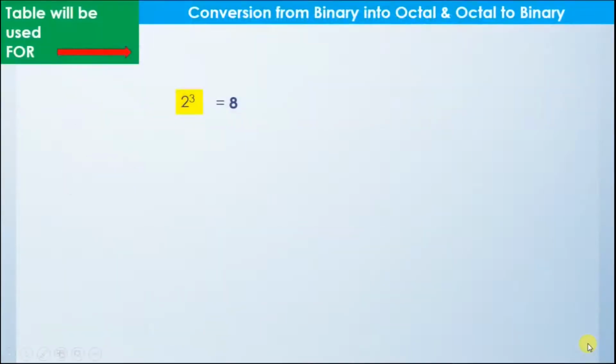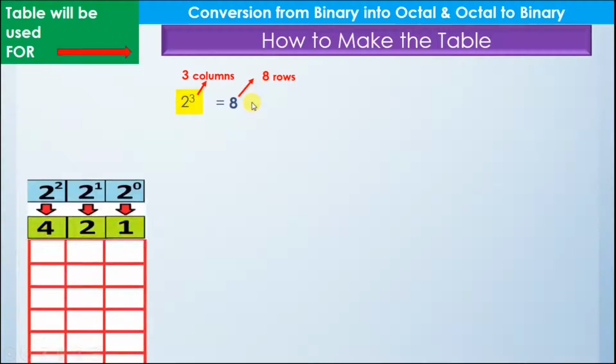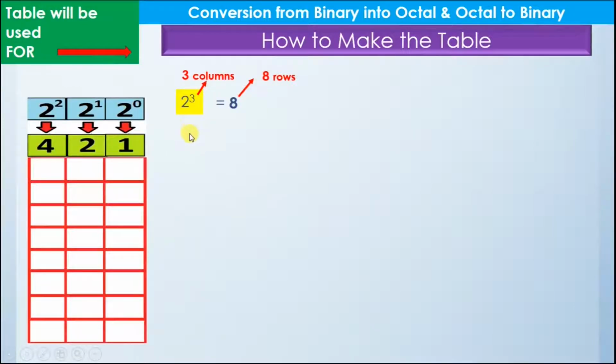Now let's see how to make the table. As we saw in the previous slide that 2 raised to power 3 is equal to 8. So we will create a table that has 8 rows and 3 columns. Because 2 raised to power 3, so columns will be 3. And 2 raised to power 3 is equal to 8, so the table will have 8 rows. The table will only contain zeros and ones.